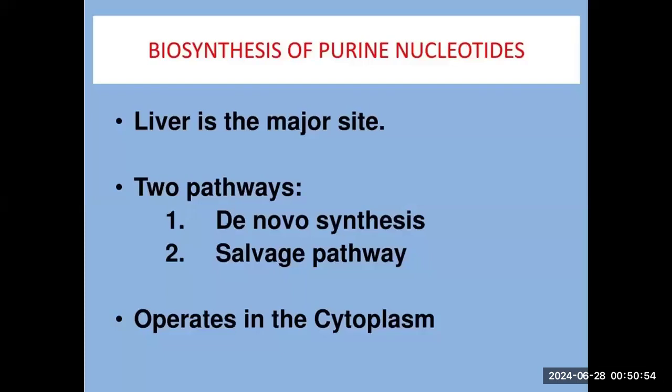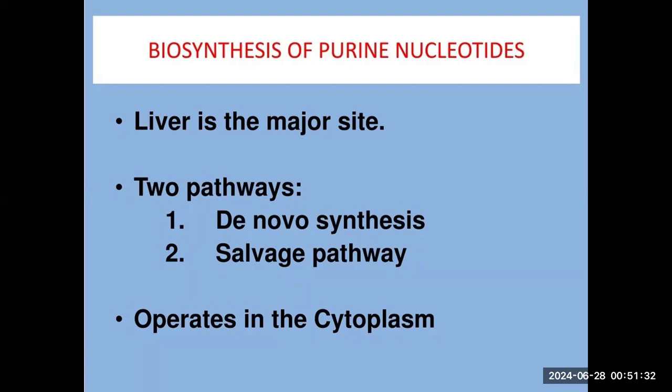Coming to the biosynthesis of purine nucleotides, there are two pathways for the synthesis of purines. One is the de novo pathway. The second is the salvage pathway. De novo pathway means synthesizing the purine ring from scratch, that is, synthesizing the purine ring by adding different atoms one by one to make the purine ring.